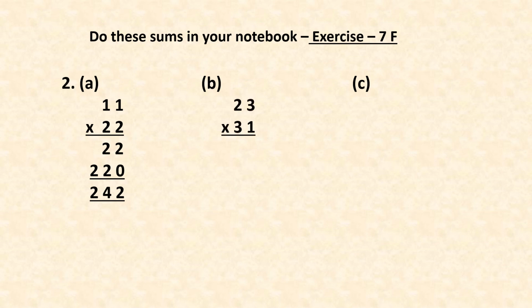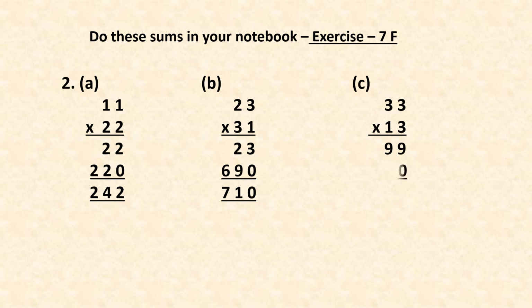Now 23 you first multiply by 1, you will get the answer 23. Then put the cross at ones place, multiply 23 with 3, it will give you 69. Now add these products, you will get 713. Then children, same way, see question C, 33 multiplied by 13. Now 33 multiplied with 3, you will get the answer 99. Then you multiply 33 with 1, you will get 33. Then add children these products, you will get the answer 429.